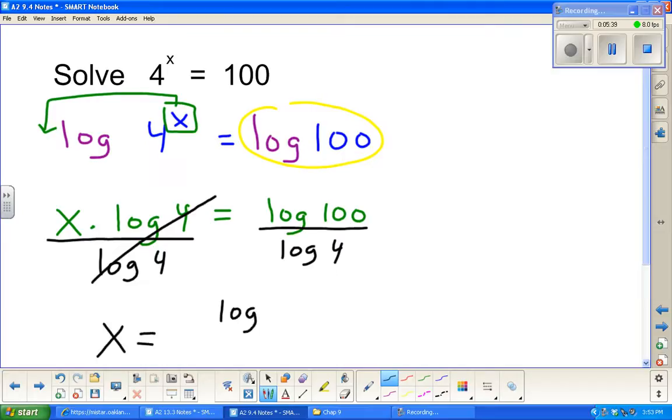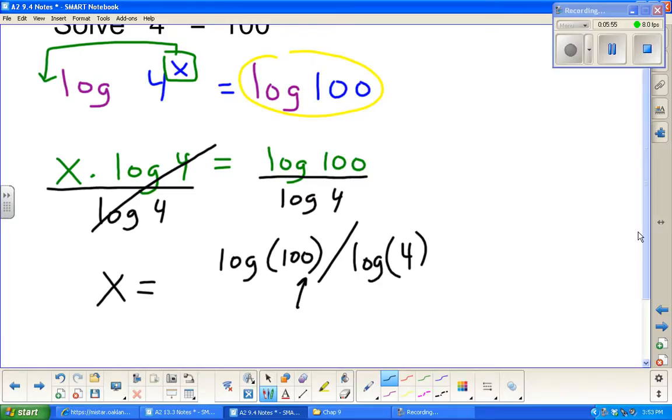X equals log of, you may want to put parentheses, it may open one up. Make sure you close it, and then divide that by the log of 4. So make sure, again, this is a key parenthesis here. We're taking the log of 100, and we're dividing that answer by the log of 4. If you don't close it up, you're not going to get the right answer because it's going to think you're taking the log of 100 divided by the log of 4. But we're taking the log of 100, close parenthesis, divide by log of 4.